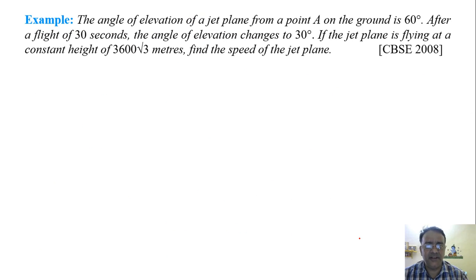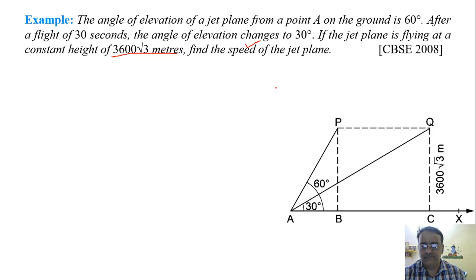This is a similar question, but here the constant height is given and the speed we have to find. So it is exactly the same question. The height h is given, we have to find the speed. So the diagram is also the same, right? So this is the point of observation and these are the two positions of the jet plane, right? 60 degree and 30 degree angles of elevation are given, and here the time is given as 30 seconds. Okay, so here also we have two triangles, one is ABP and ACQ. So we'll take one by one.